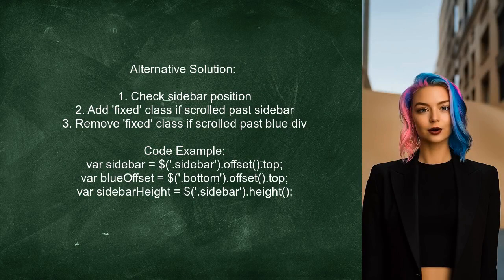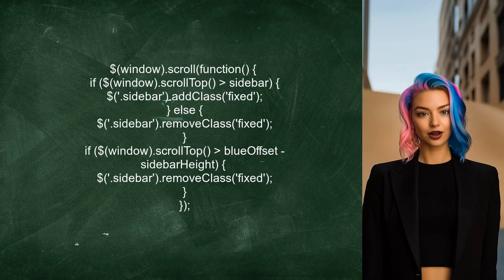An alternative solution provided by another user suggests modifying the scroll event to manage the fixed class more effectively. They recommend checking both the sidebar and the blue div's positions. If the scroll position is greater than the sidebar's top offset, the fixed class is added. However, if the scroll position exceeds the blue div's position minus the sidebar's height, the fixed class is removed.